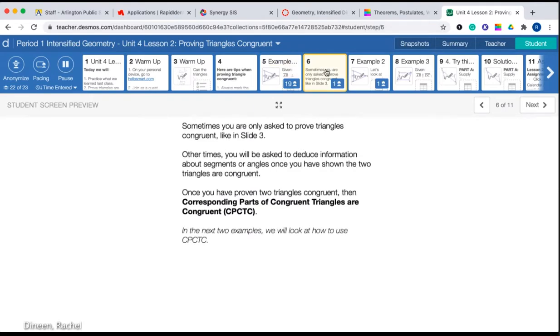All right. So sometimes you're only asked to prove triangles are congruent. Well, actually, it should say slide 5. Other times, you will be asked to deduce information about segments or angles once you have shown the two triangles are congruent. So once you have proven two triangles congruent, then corresponding parts of congruent triangles are congruent. You can shorthand that by saying CPCTC. So that means all the angles that correspond with each other, that match with each other, are congruent. All the sides that correspond or match with each other are also congruent.